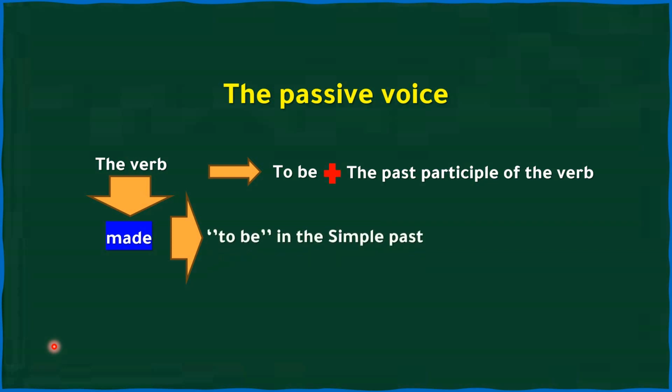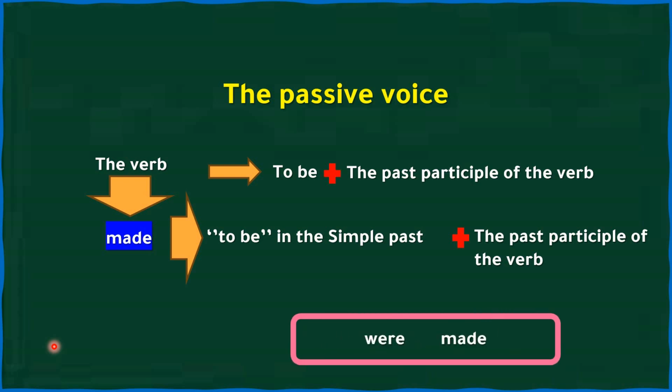To be in the simple past, which is were, plus the past participle of the verb, which is to make. The past participle is made. The form is were made. Were is to be in the simple past, and made is the past participle of the verb to make. Okay.